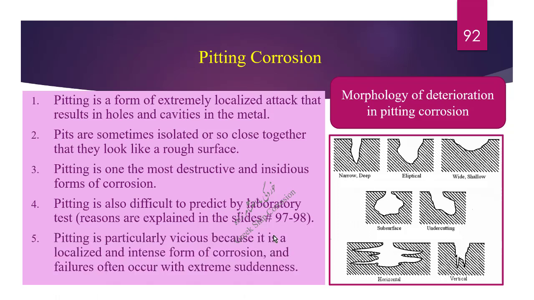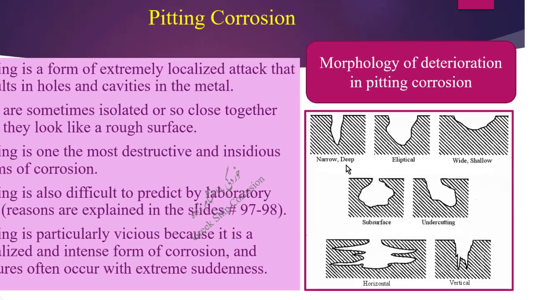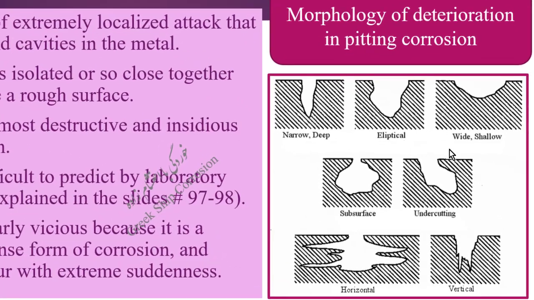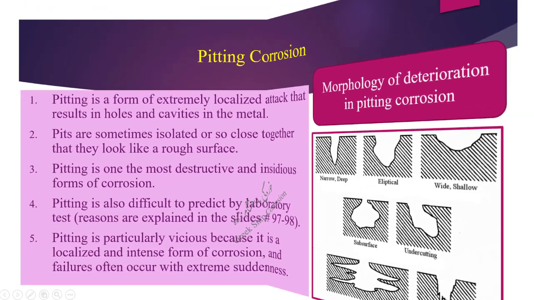5. Pitting is particularly vicious because it is a localized and intense form of corrosion, and failures often occur with extreme suddenness. Morphology of deterioration in pitting corrosion: narrow, deep, elliptical, wide, shallow, subsurface, undercutting, horizontal, vertical.